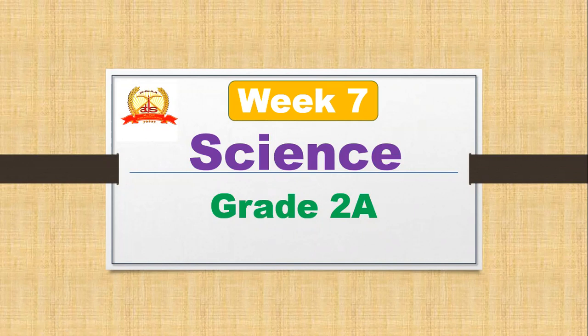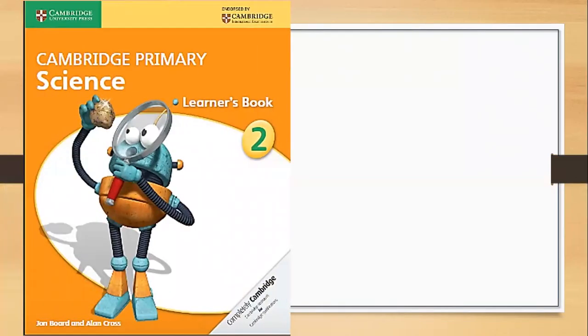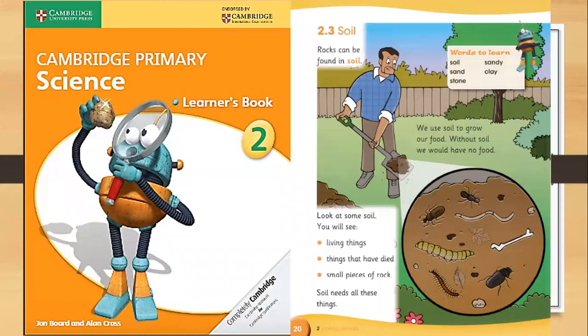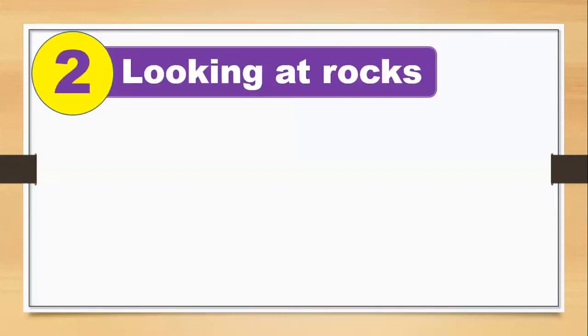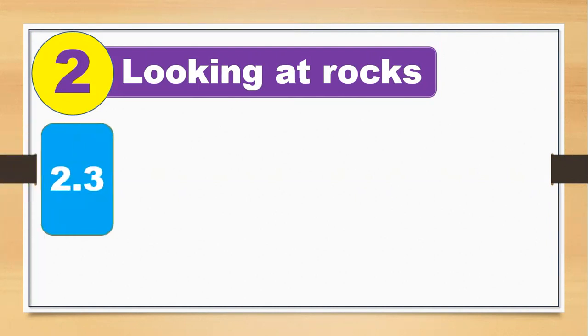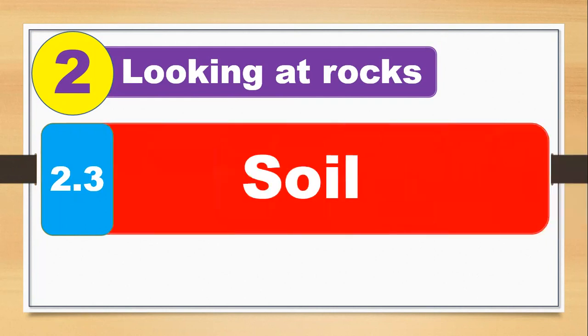This is your science class, week number 7. Here is your science learner's book, pages 20 to 21. Today is 13/10/2020. This is unit number 2, looking at rocks. As you know, we talked about different types of rocks and stones. And this is lesson number 3, soil. Today we learn what soil is, on pages 20 to 21.